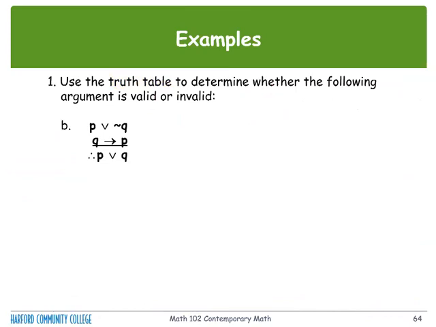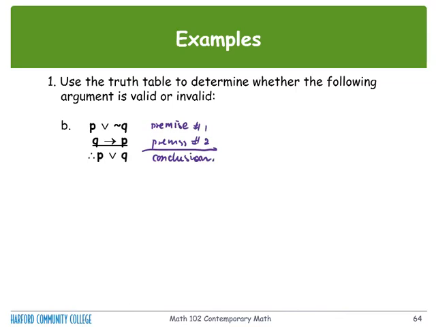Another example, we have the premises. The first one, P or not Q. So this is premise number 1. And premise number 2 is if Q then P, sorry. And the 3 dots mean therefore the conclusion, P or Q.